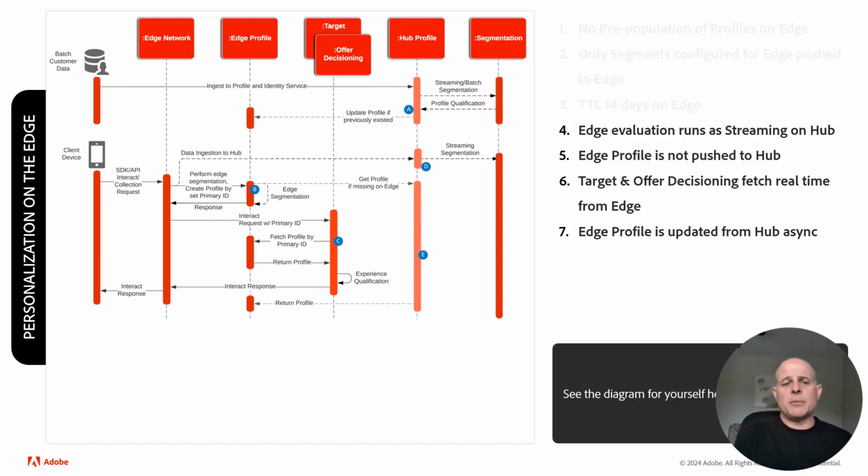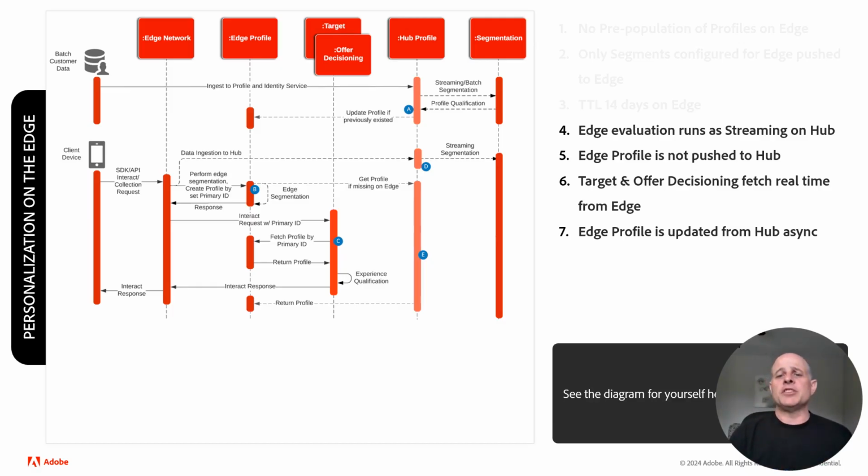The edge profile is not pushed to the hub. This surprises some people. They expect that there's an edge profile that's pushing down to the hub, and it's not. It's always the other direction. And this, again, is because there's more data sitting down on the hub than on the edge.